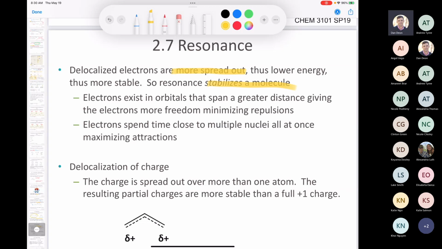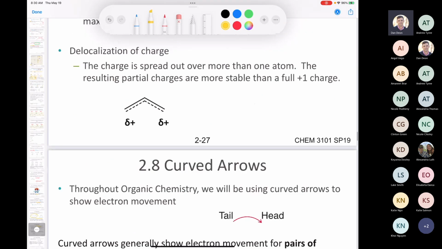And we talked about the delocalization of charge as well as the electrons. So the charge is actually spread out over the 2 carbon atoms rather than either of them just having a full +1 charge.